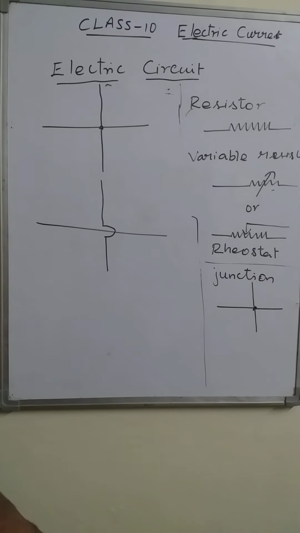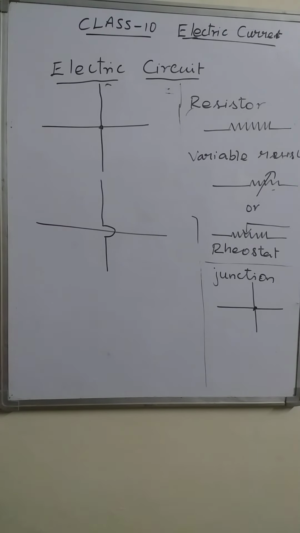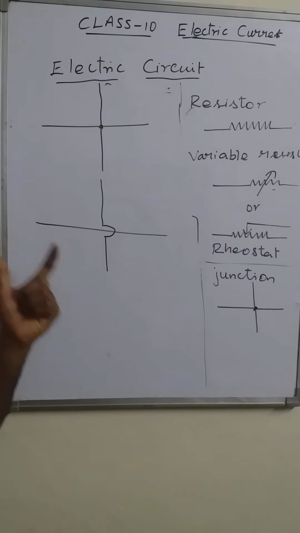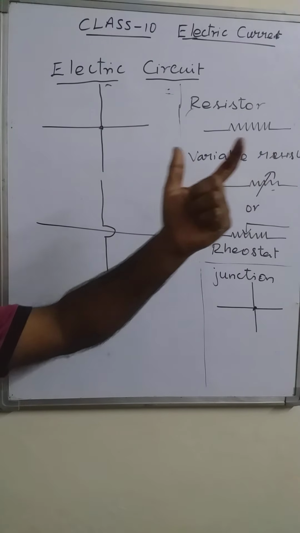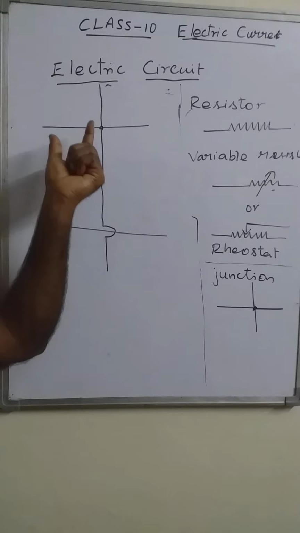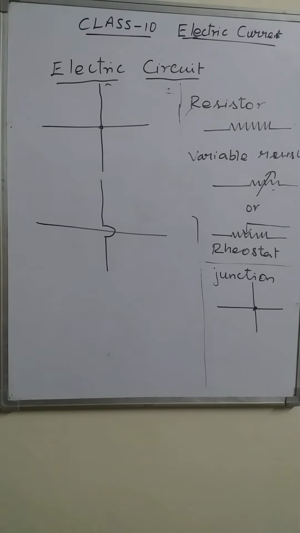So these are the symbols of many of the electrical components that we will discuss. Cell, battery, key, open key, closed key, bulb, resistor, variable resistor, rheostat, junction. Junction means crossing with joint, crossing without joint. These are some of the electrical components and symbols which we use. They are required to study the electric circuit.